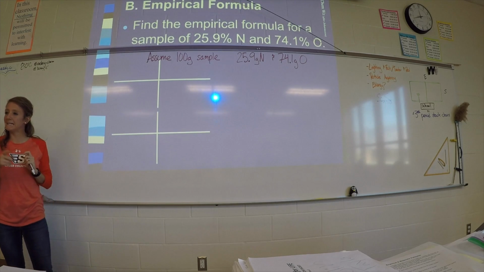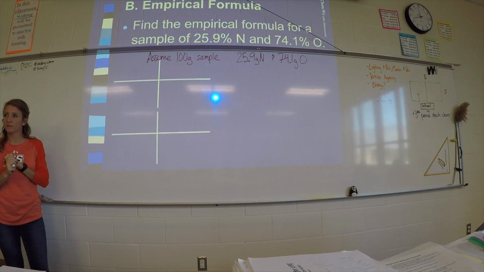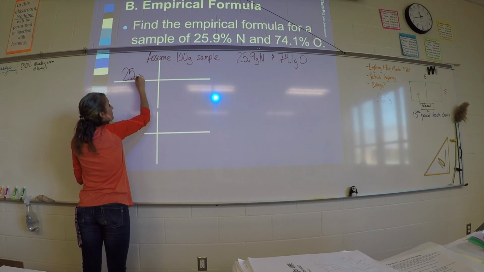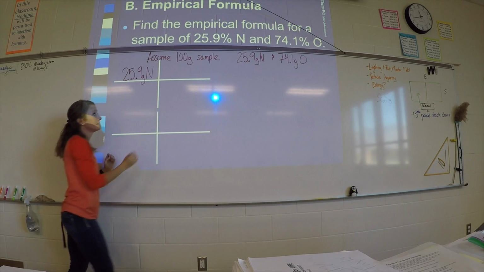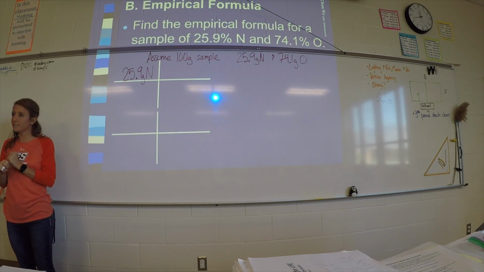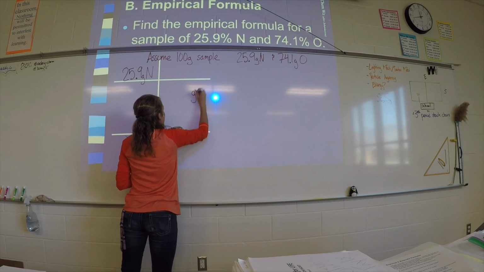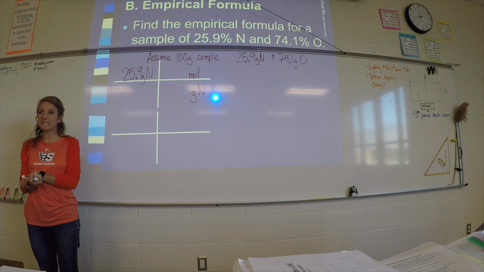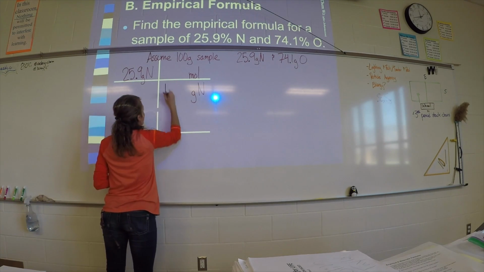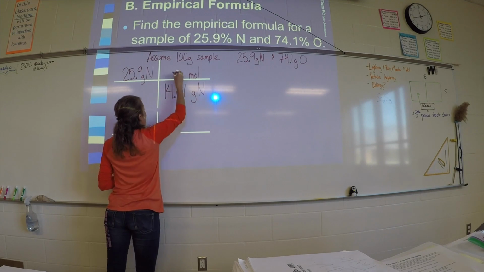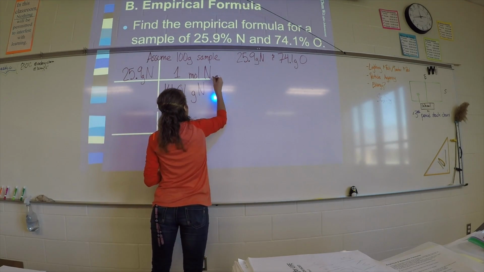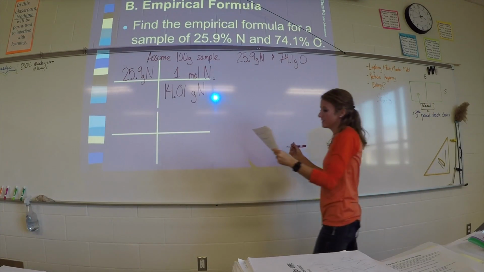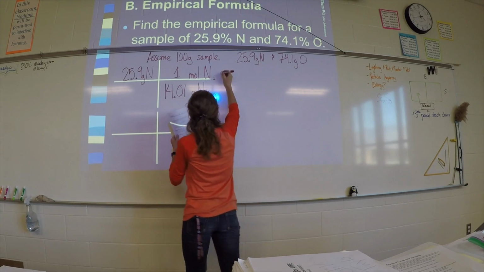Okay? All right, what does the second step say we need to do? We have to convert it to moles. So let's take our grams. 25.9 grams of N. If I'm converting to moles, grams needs to go on the bottom to cancel. Mole goes on top. What do I plug in? Good, molar mass, so that's 14.01 to every 1 mole of N. So that just came from the periodic table. Once I plug that into my calculator, I got 1.85.